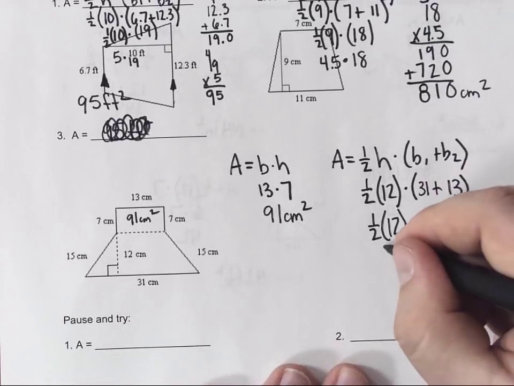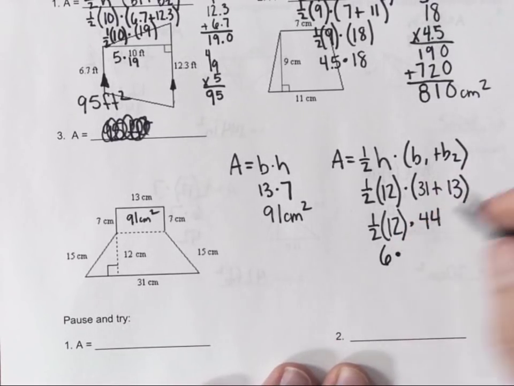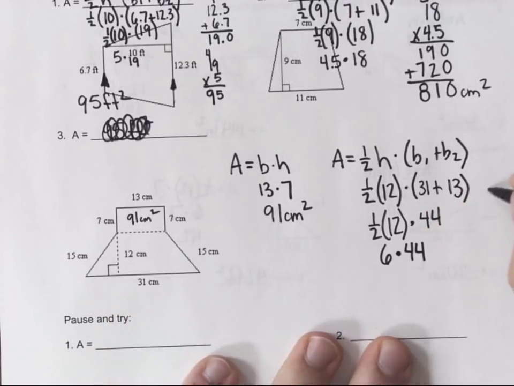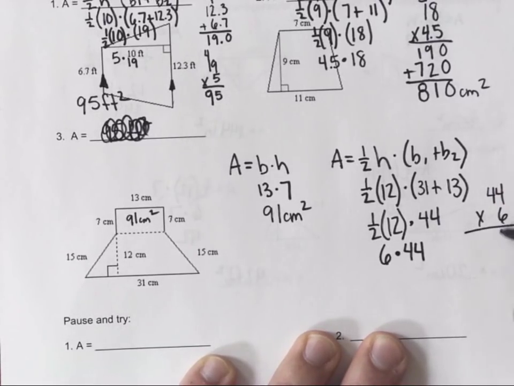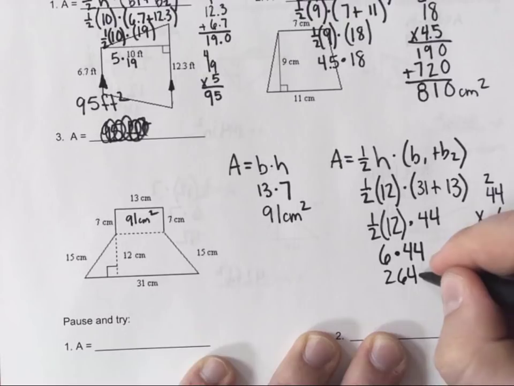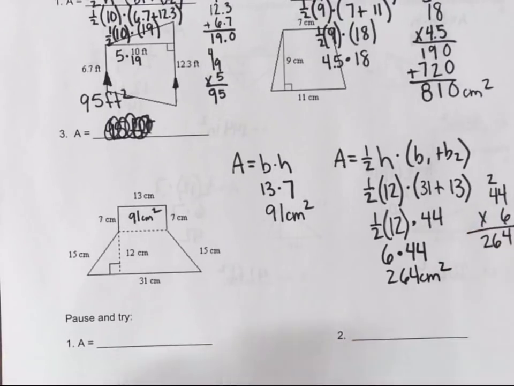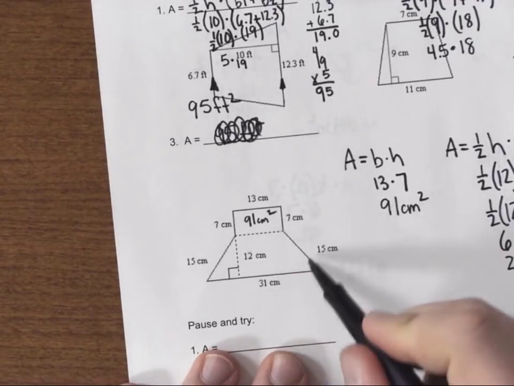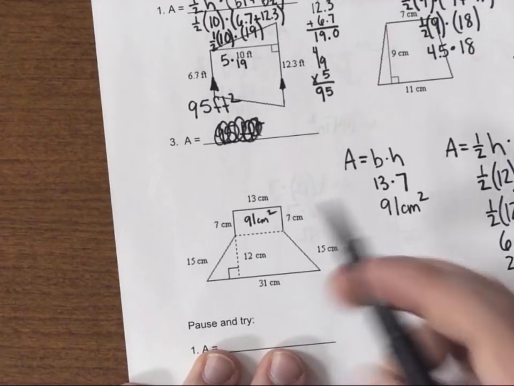So 1/2 of 12 times 44. Well, half of 12 is 6. So 6 times 44 will give us the area of our trapezoid. 44 times 6. 24, carry the 2. 24 plus 2 is 26. So 264 centimeters squared.